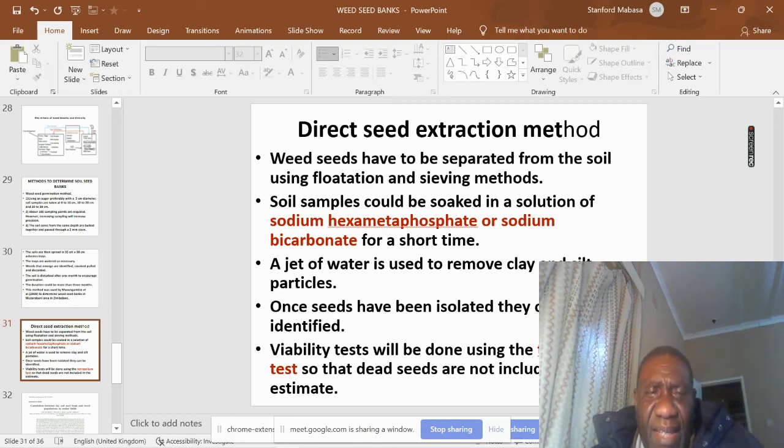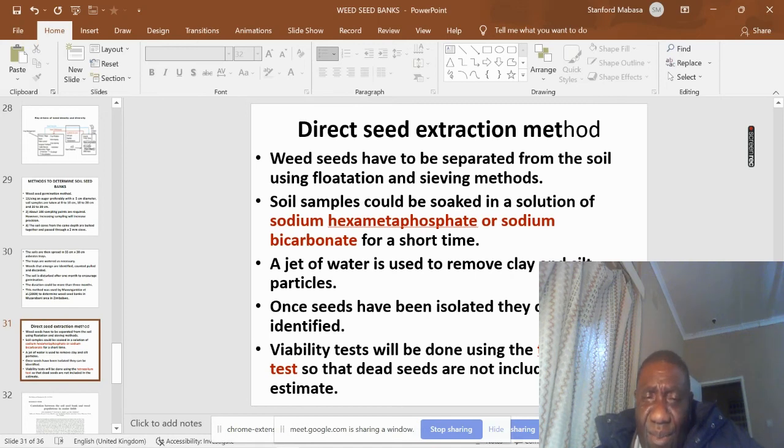I remember at Henderson Research Station, we used sodium bicarbonate, and even at Tobacco Research Board, a student there used the sodium bicarbonate to extract Striga asiatica seeds and Striga gesnerioides seeds from the soil. A jet of water is used to remove clay and silt particles. Once seeds have been isolated, they can be identified.